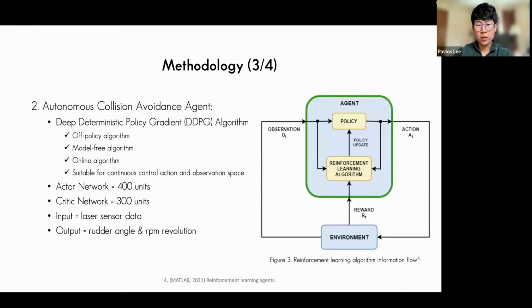Deep deterministic policy gradient algorithm was used to develop the autonomous collision avoidance controller, which is one of the reinforcement learning algorithms. DDPG was selected due to its advantages of being an off-policy and model-free algorithm suitable for online control and continuous problem. Some specifications of the developed neural network include 400 units of the actor network and 300 units of the critic network. Laser sensors input data, which are the distances from the ship to the obstacles, was used as input to the agent, and the outputs were the action commands for the propeller revolution and rudder angle.